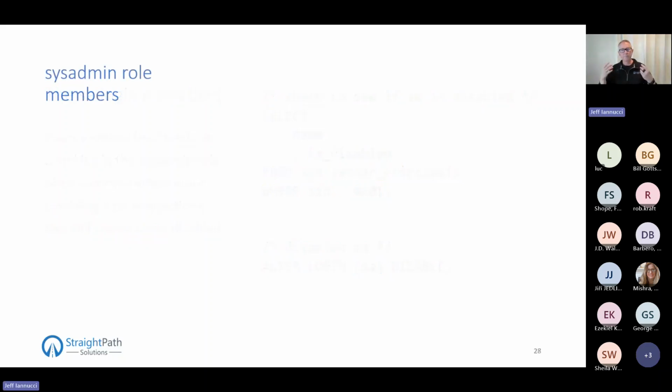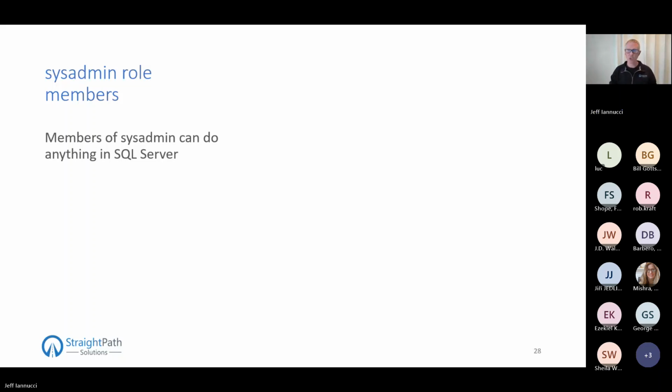All right. The second biggest attack vector within your SQL Server is the sysadmin role members, because the members of sysadmin can do anything in SQL Server. They can change other people's permissions, add or remove other sysadmin members, turn things on, turn things off, stop databases, back them up, drop them, whatever.